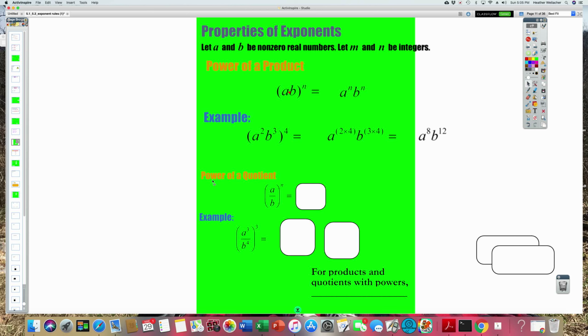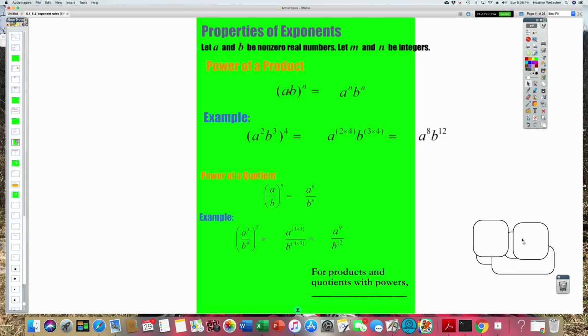The same will hold true, the power rule, for quotients. Since this whole fraction here is in parentheses, it means that this exponent n belongs to both. So again, I essentially distribute that exponent. It's not quite the right mathematical term, but it's the general idea here. So that gives me a to the n over b to the n. I distribute to everything in parentheses. So for example, a to the 3rd over b to the 4th, all being raised to the 3rd power, gives me a to the 3 times 3 over b to the 4 times 3, or a to the 9th over b to the 12th.